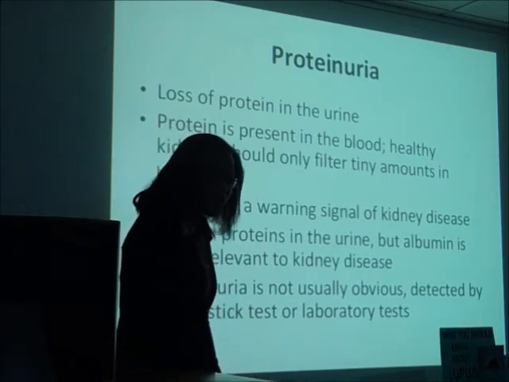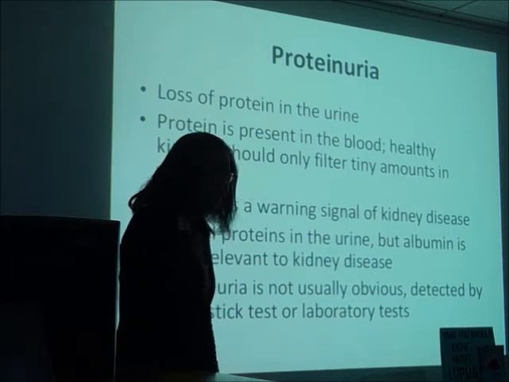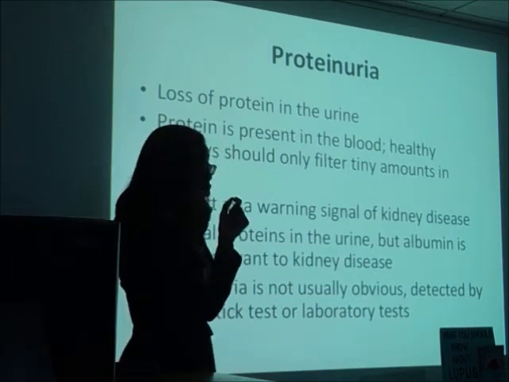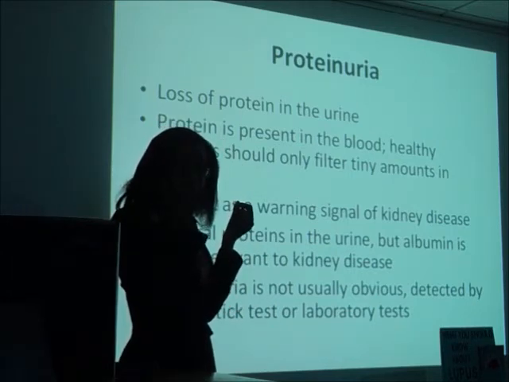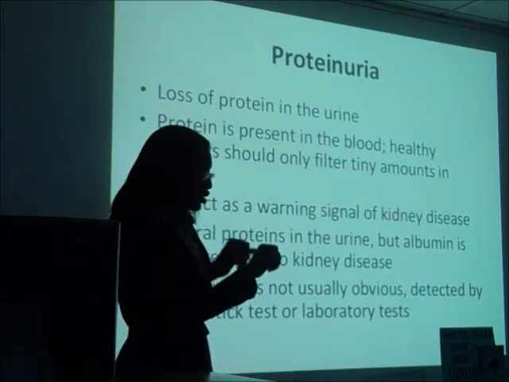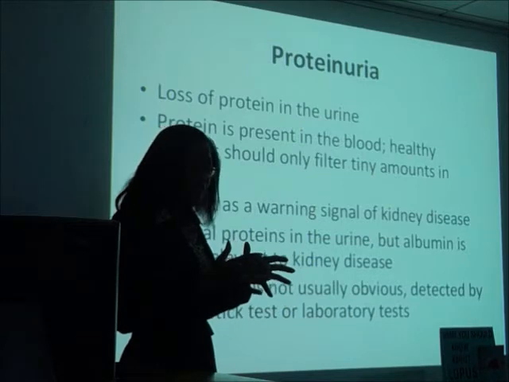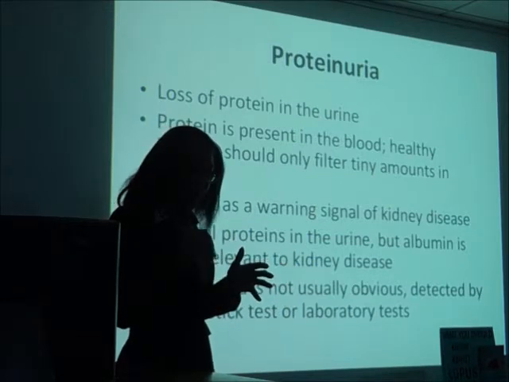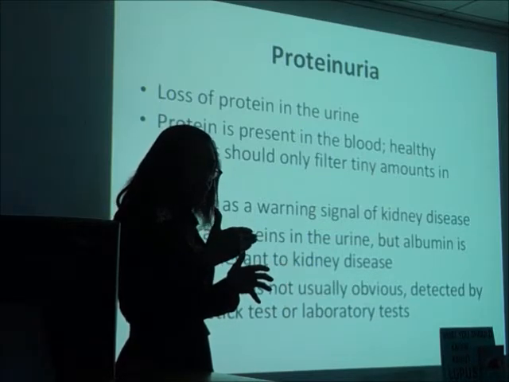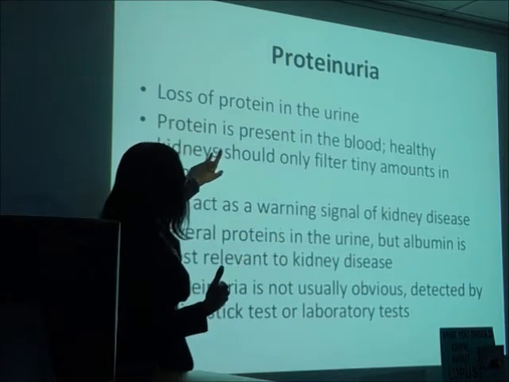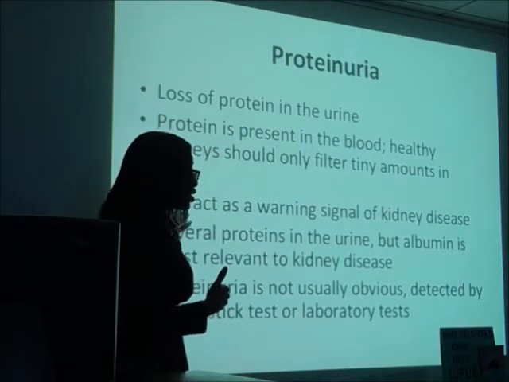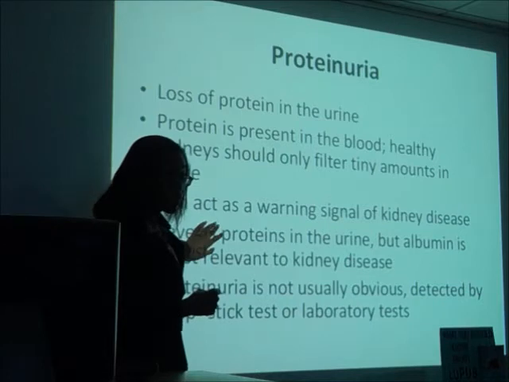And so that's why people get swelling in their feet, their legs, around their eyes. Like some people wake up in the morning and you'll notice that they've got swelling around their eyes. Some people say, oh, I can't fit my wedding ring on anymore, because the hands get swollen. And that's the edema, the swelling, due to proteinuria. And that is a signal of kidney disease.